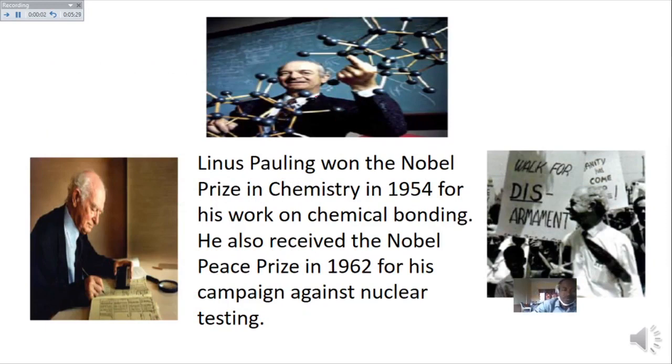Good. Now, when you look at this particular man you are seeing here, his name was Linus Pauling. Linus Pauling was a student like you, studied chemistry, and he studied chemistry very, very hard to win a Nobel Prize in 1954 for his work on chemical bonding. Aside from that, he also received a Nobel Peace Prize in 1962 for his campaign against nuclear testing. This is telling us that as a student, you need to work hard so that your work can be recognized. And aside from this, you have to advocate as well.